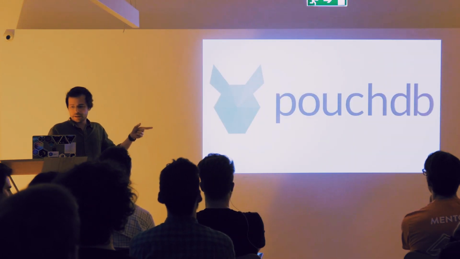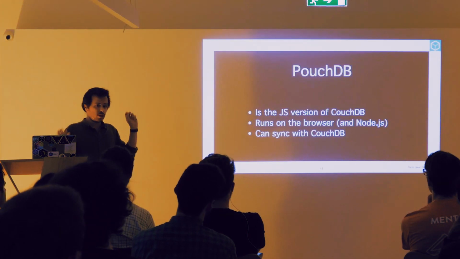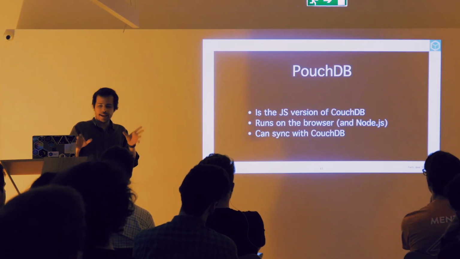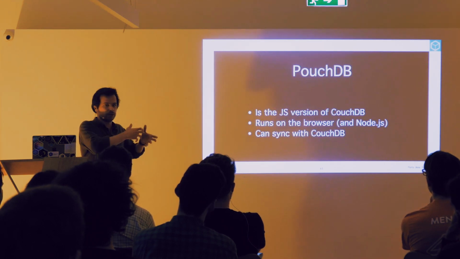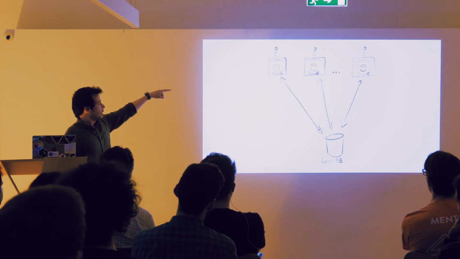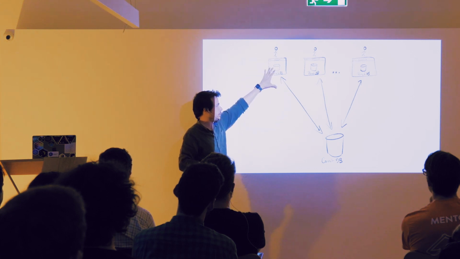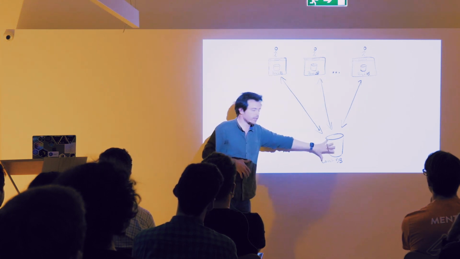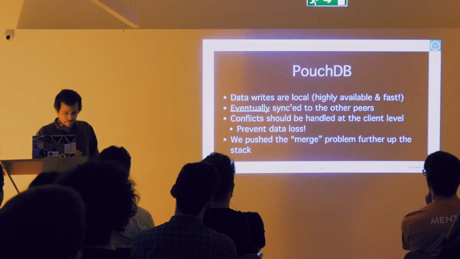PouchDB is a JavaScript version of CouchDB that runs in the browser and also runs on Node.js, and can also sync with CouchDB. So it's a document database that you can have in the browser, right? Here you have the model. There are a bunch of users in the browser, each with a PouchDB, and it can be used to sync with a central CouchDB server. That's one way of doing it.